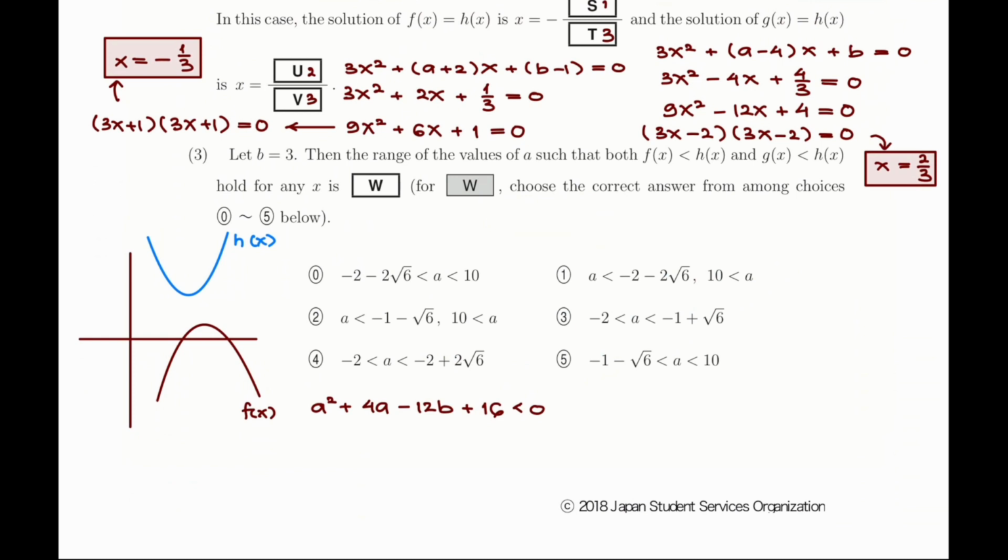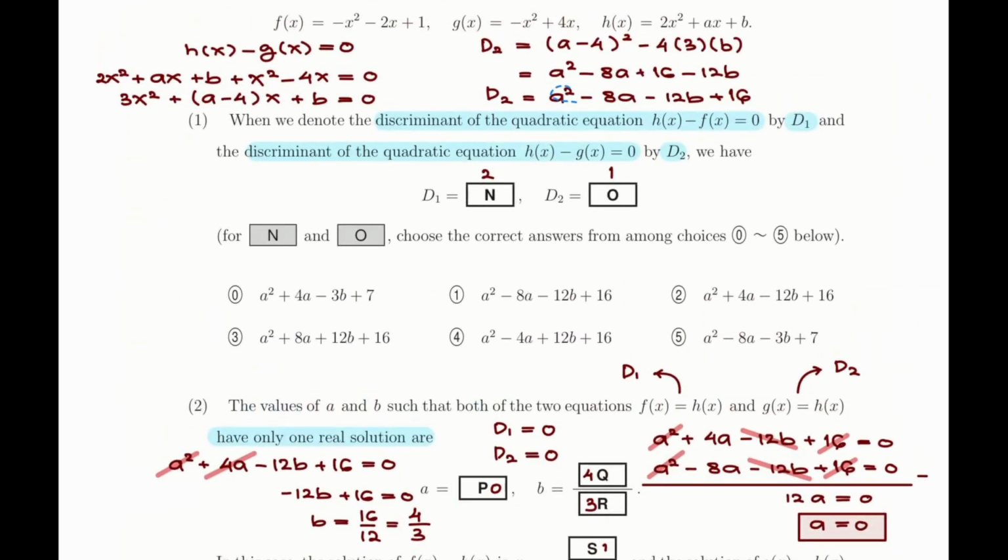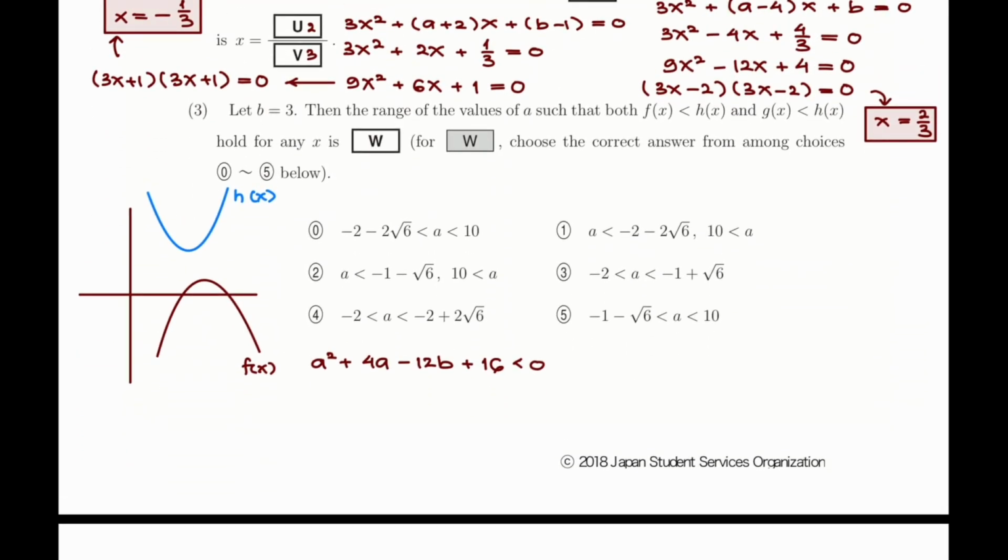Same thing for g less than h. G less than h means g is below h. Since g and h are both quadratic, for the function g below h, they do not intersect with each other. So the discriminant, which is D2, must also be less than 0. These are the two conditions that must be satisfied by A.